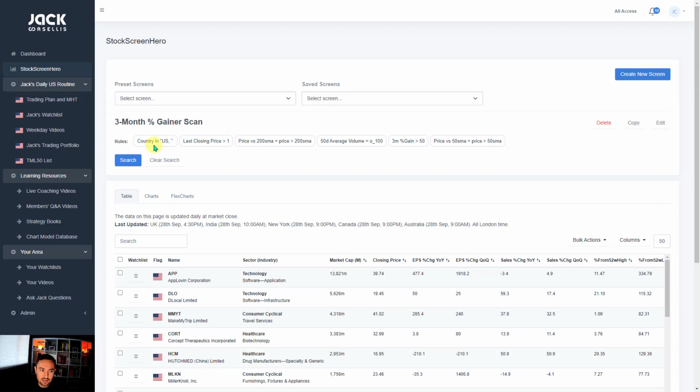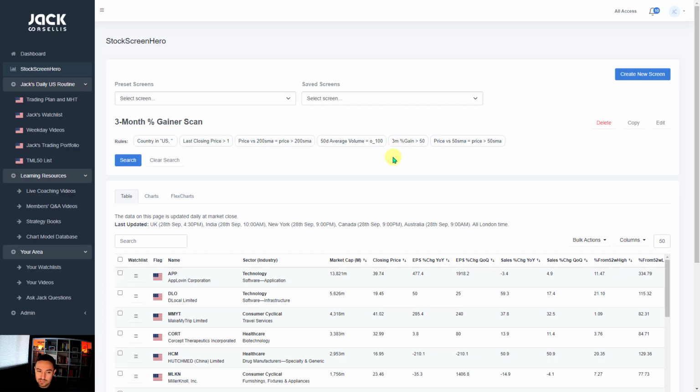So what are we doing? We're saying country US; we have access at the minute to US, UK, India, Canada, and Australia. I want the closing price to be above $1. I want price to be above the 200-day moving average. I want the 50-day average volume to be greater than 100K. I want the 3-month percentage gain to be above 50%, and I want price to be above the 50-day moving average.